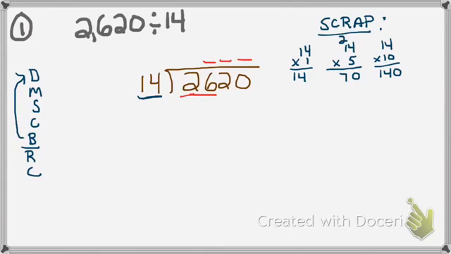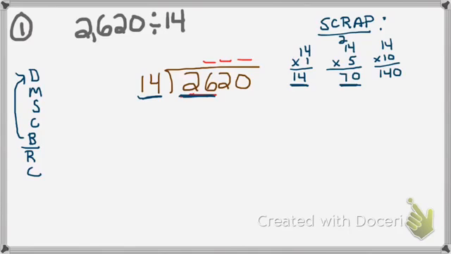Well, my first step is D, and that's divide, so my 14 has to divide into 26. So let's go ahead and look at my benchmark. Well, 26 is larger than 14, but it's smaller than 70. So my division answer has to be nothing that's greater than 5, because 14 times 1 is 14, 14 times 5 is 70, and 14 times 5 is already too large. So it's got to be between the 1 and the 5.